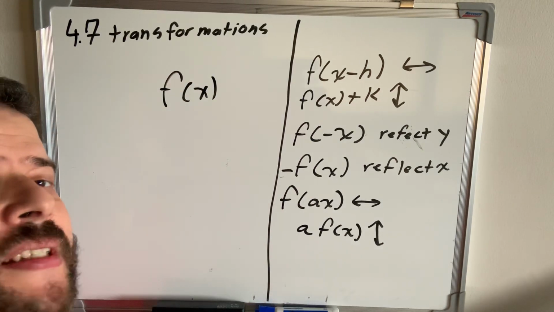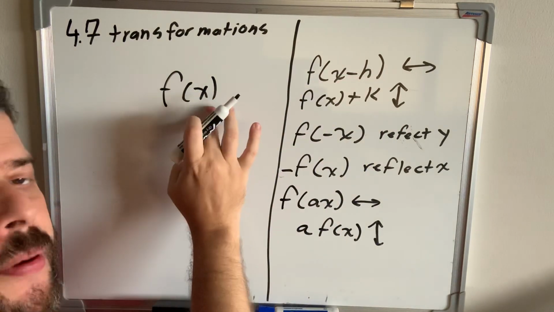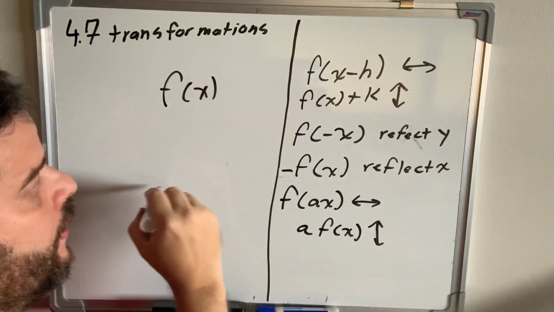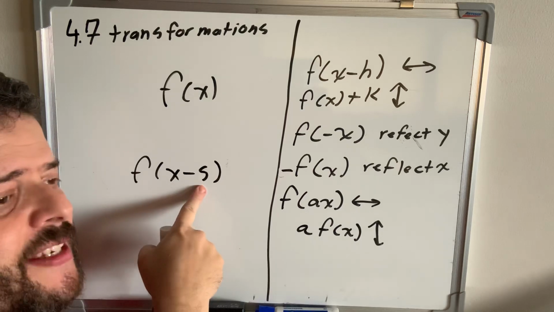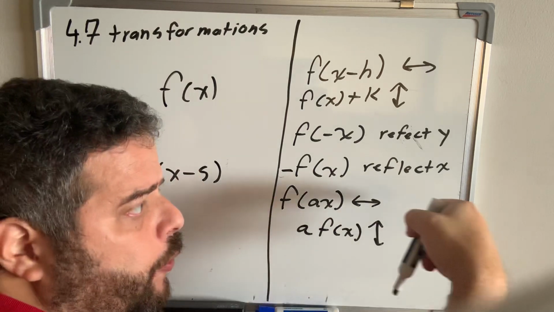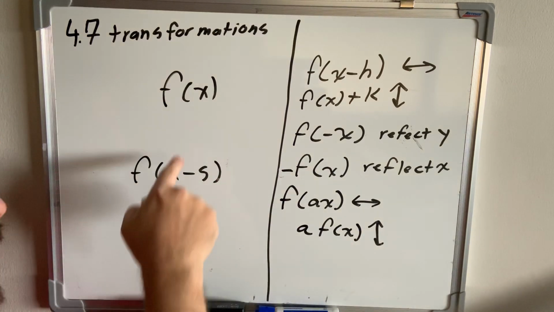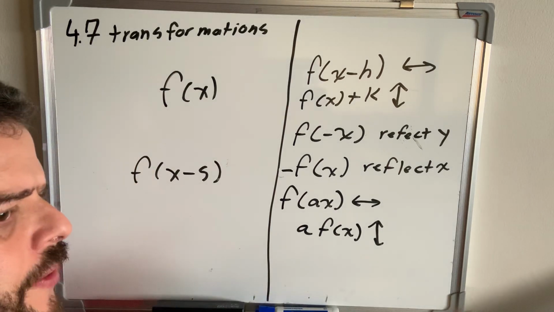Again, we're going to see a couple of examples here. If you subtract something within the parentheses, remember, that's left or right. F of x minus 5 is a transformation of 5 units to the right, because when we're working inside the parentheses, it's opposite. Positives take you to the left. Negatives take you to the right.